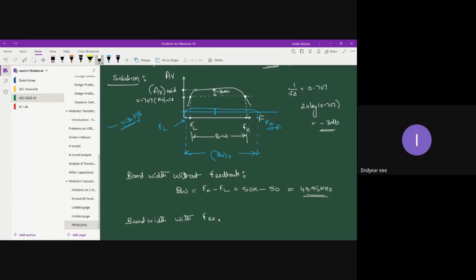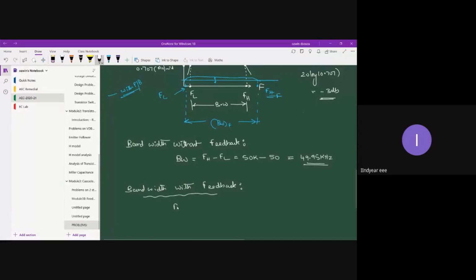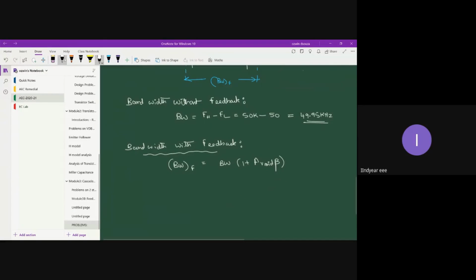Next, let us find out bandwidth with feedback. Let us take it as BWEF, which is equal to bandwidth without feedback into 1 plus AV mid into beta. So this is the formula.